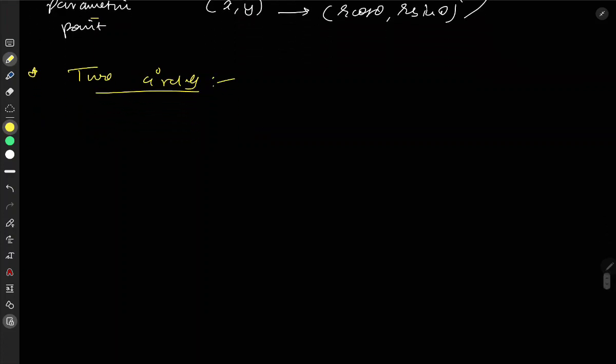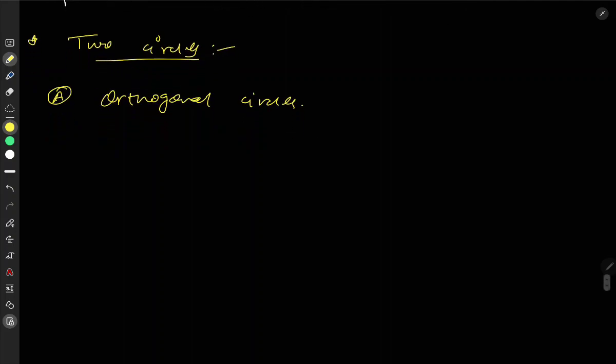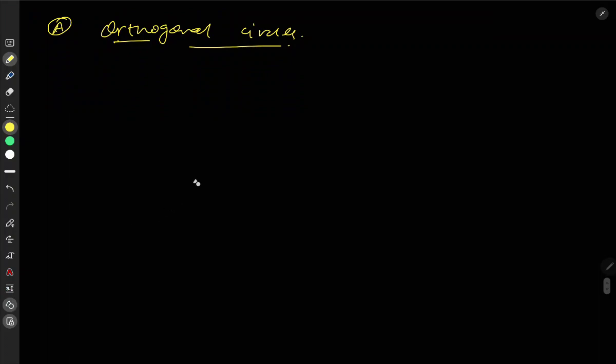And so, for the two circles, number one, let the circles be orthogonal circles. So what does the term orthogonal circles mean? Let me quickly draw the graph for explanation.